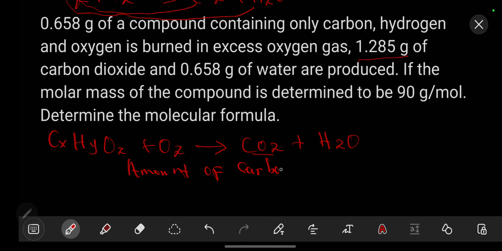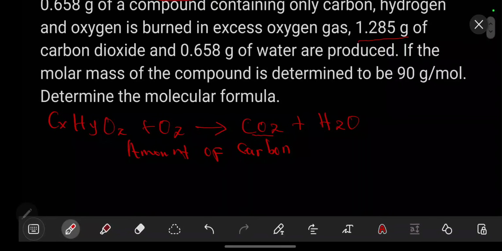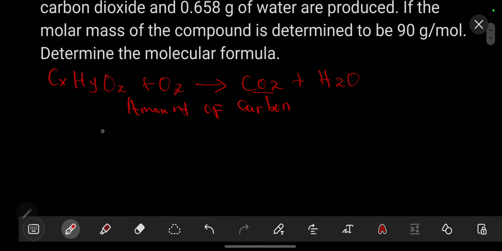So we have the amount of carbon. How can we determine the amount of carbon? We can just say that the molar mass of carbon as a single unit divided by the molar mass of where this carbon is in a compound. So it is in carbon dioxide. So this carbon dioxide, then we are going to multiply.